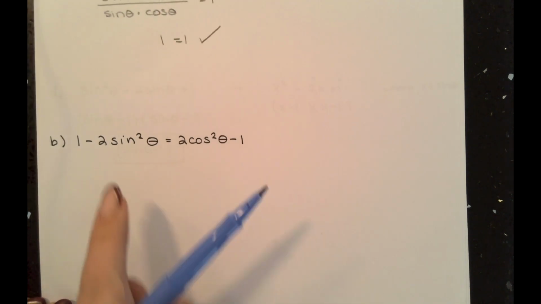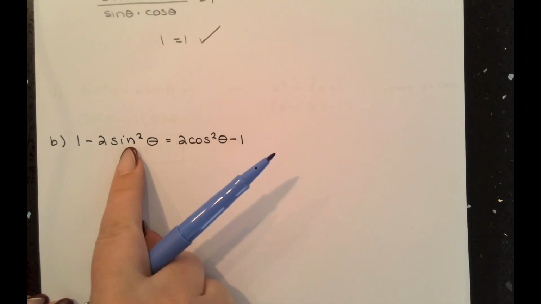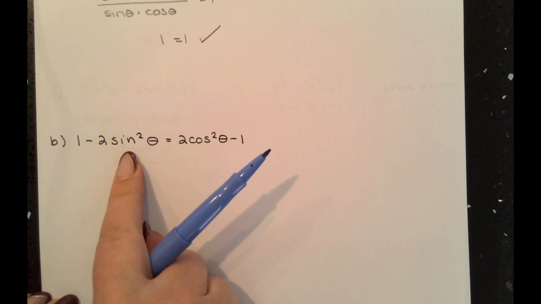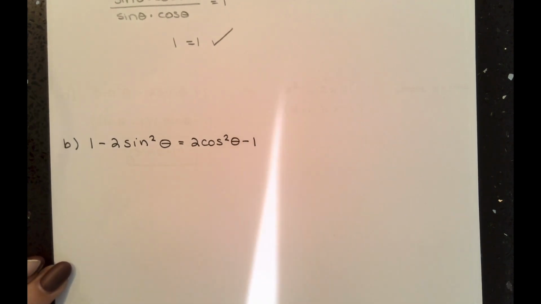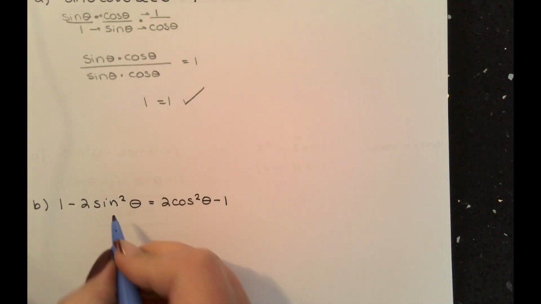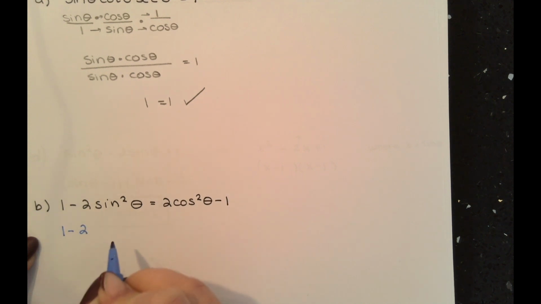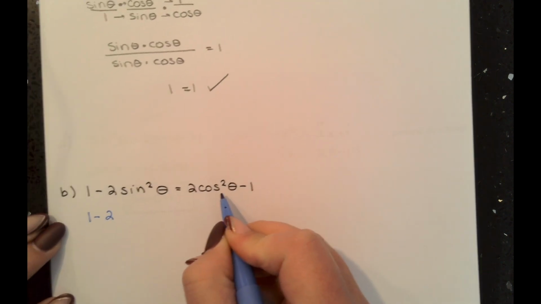I have 1 minus 2 times sine squared of theta equaling 2 cosine squared of theta minus 1. I'm going to choose this left-hand side to work with. If you want to choose the right-hand side, that's fine. It just will be different. So for your left-hand side, there's not really much we can do. Somehow I need to get sine into a cosine because I have a cosine here.